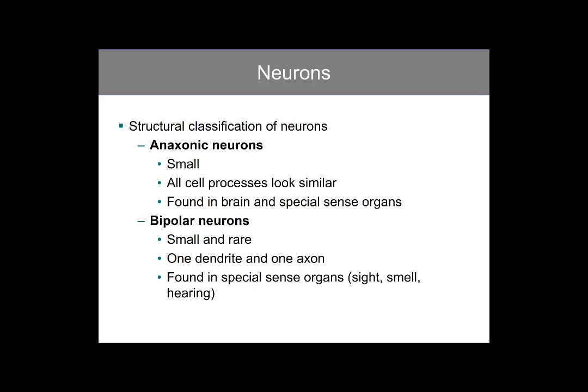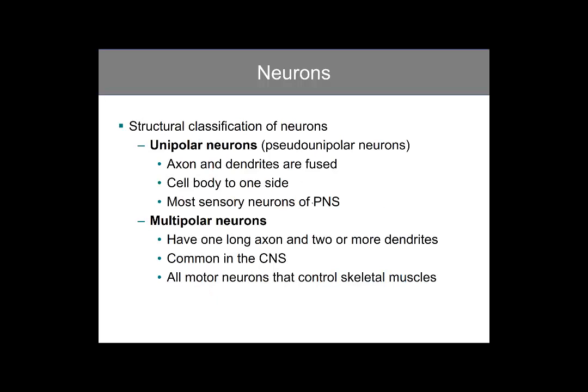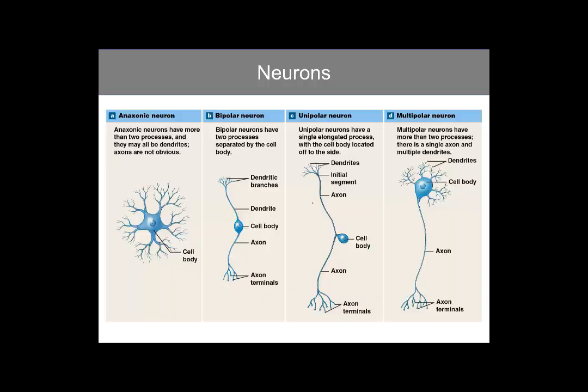When we consider the neuron itself, there are a couple of different patterns within neurons. They're going to be listed here. Here's two: the anaxonic neuron, the bipolar neuron. Here's the unipolar and the multipolar. It's almost easier to look at images so that you can really compare.